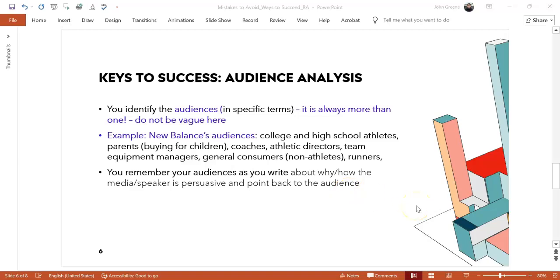Another success key is to do an audience analysis that is more than one audience. Every one of your selections has more than one audience, okay? Do not say the general public or just all consumers. Do not be vague. You want to be very precise here and identify your audiences in specific terms. Right here, I have an example for you.